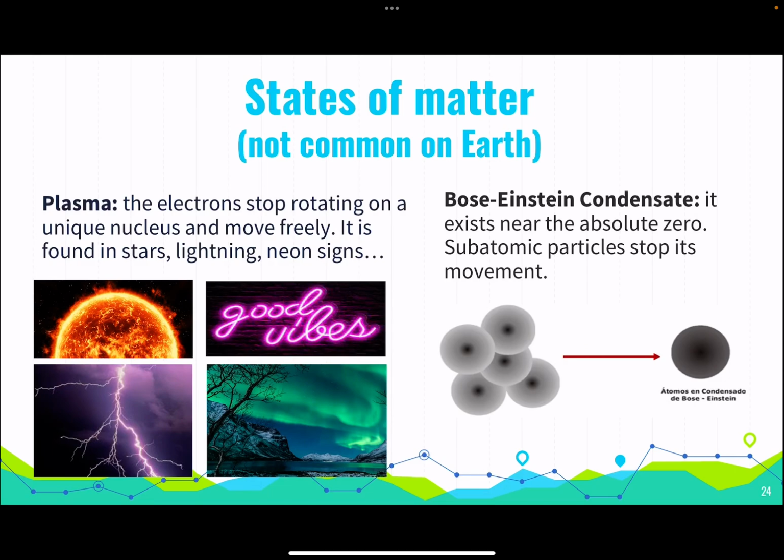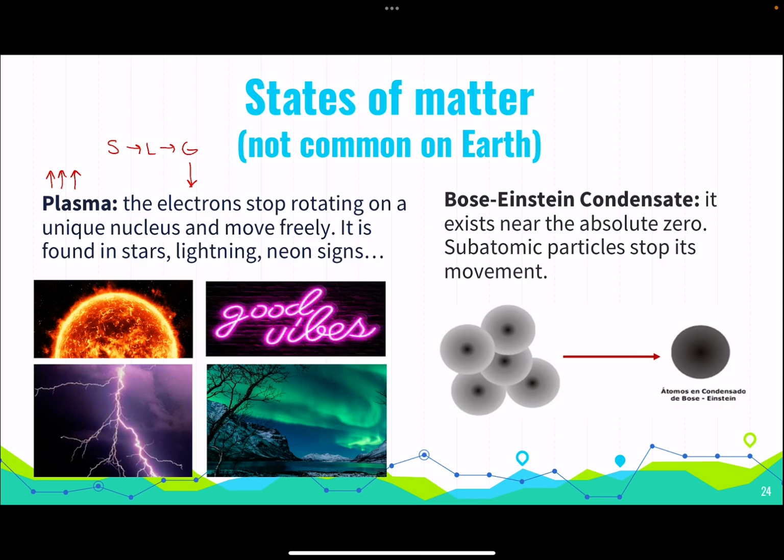We have some other states that are not very common on Earth. One of them is plasma. Plasma is when the electrons stop rotating on its nucleus and move freely. So if we have solid, liquid, gas, then we have plasma. Plasma has much more energy. They can move around a lot, right?